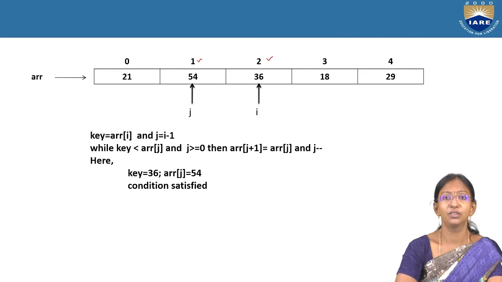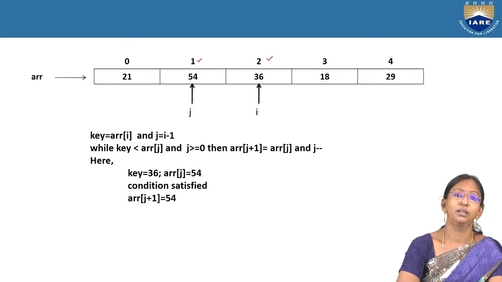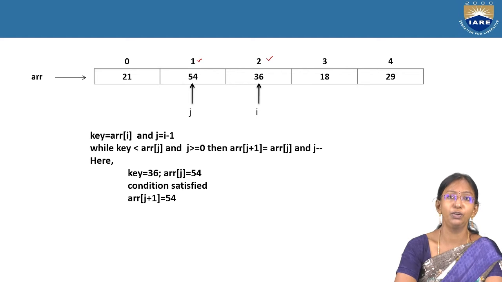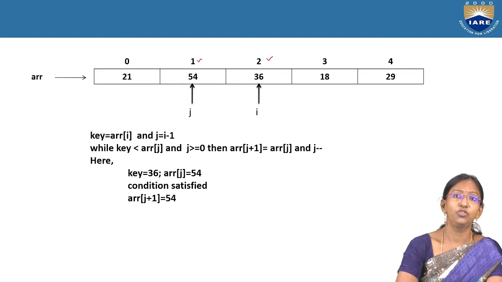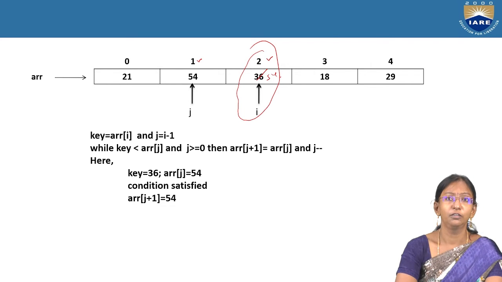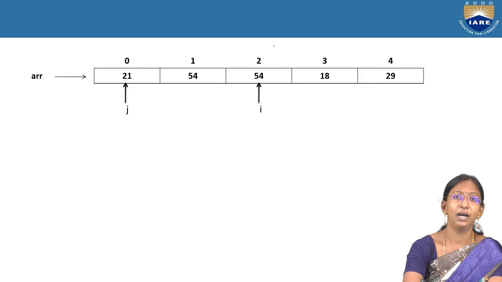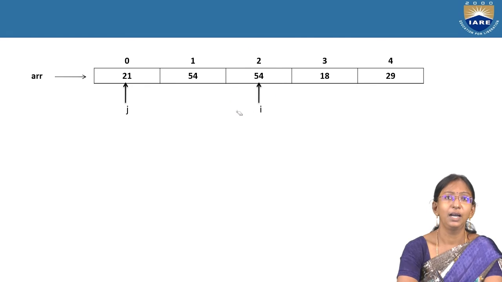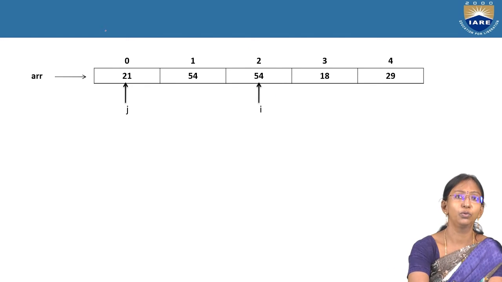As the condition is satisfied, copy the jth position value, which is 54, in J plus 1. J plus 1 means index value 2. That means you are going to overwrite 36 with 54. So have a look, I have overwritten 36 with 54. And I've decremented J also. Initially, J was pointing to index value 1. Now it is pointing to index value 0.